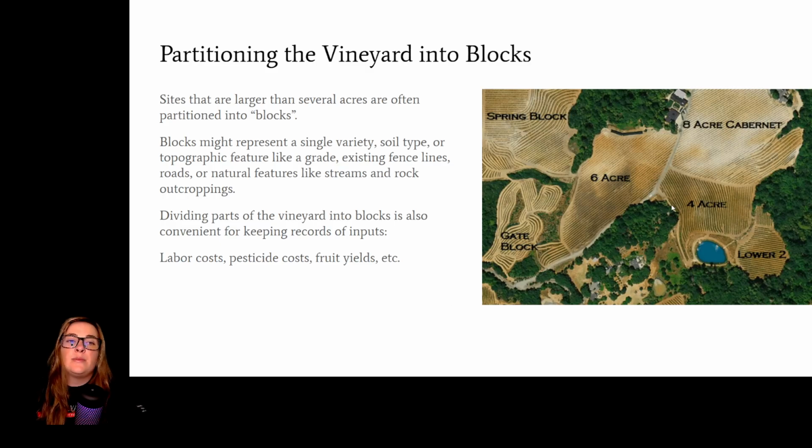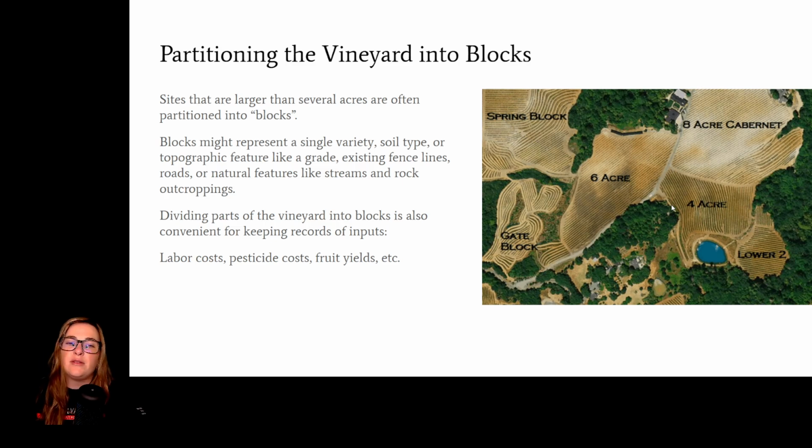Next is partitioning the vineyard into blocks. So once you've developed that border and you have those headlands and alleyways mapped out, then you have the internal space you can work with, and then you can split the vineyard into blocks. Sites that are larger than several acres are often partitioned into multiple blocks, right? A block could represent a single variety, a soil type, or even a topographic feature like a grade, existing fence lines, roads, or natural features like streams and rock outcroppings, right?